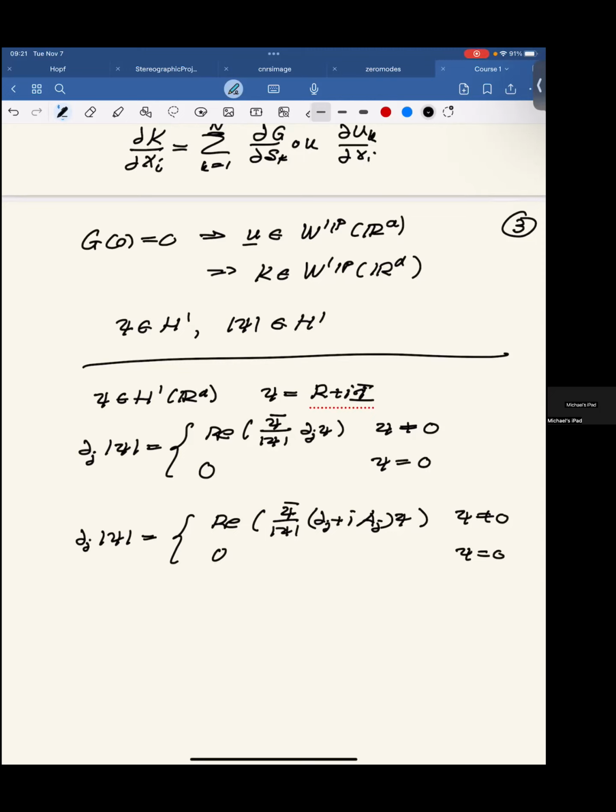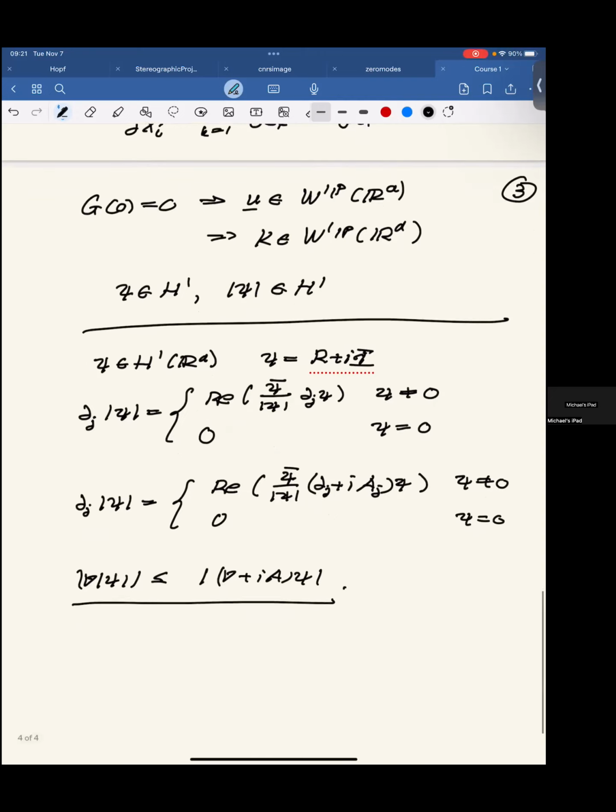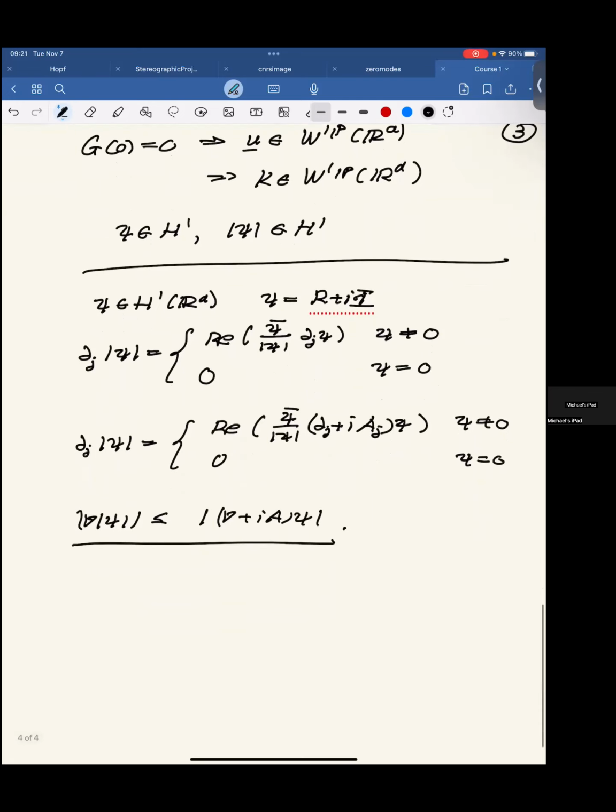And now, of course, it's extremely elementary by just remembering that the absolute value of the real part is less than the magnitude, you immediately find that the gradient of the absolute value of psi is less or equal to the gradient plus i a of psi, pointwise almost everywhere, right? So this is this famous quantum inequality, and we're going to encounter this in various forms afterwards, okay?